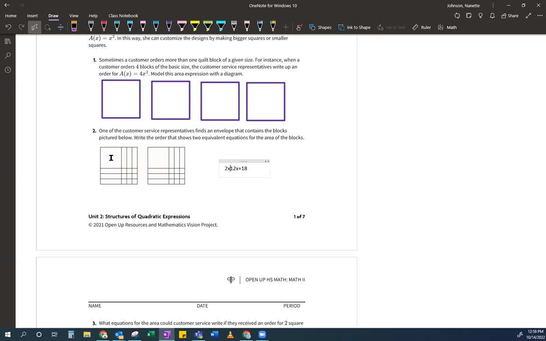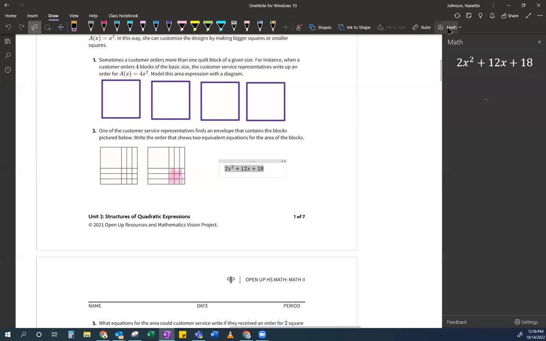Okay, very good. So 2x squared plus, okay, so if you want to learn how to write math in OneNote, you highlight it like this. And then see, you're in the insert tab and you're going to hit math. And it's going to make it all pretty for you. Does that make sense?